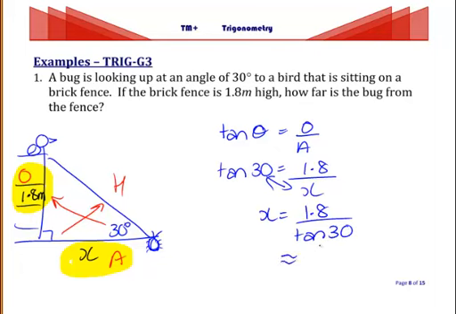Plug that into your calculator, and you get approximately 3.12, and it's in metres. So again, therefore statement, the bug is approximately 3.12 metres from the fence.